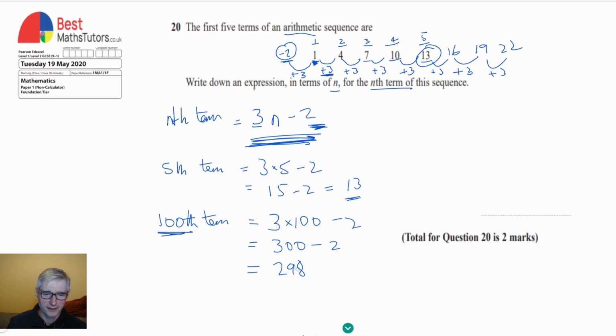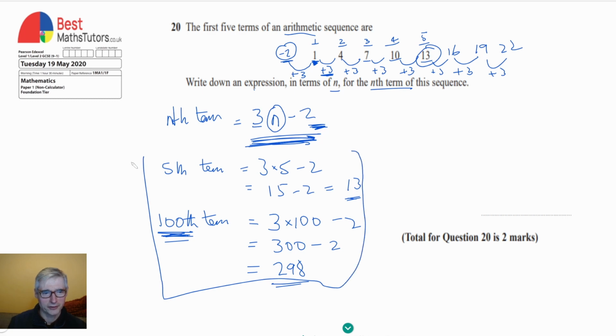So if I had been asked to find that 100th term, which does occur sometimes in GCSE questions, then I'd just put 100 into the value of n in the formula. And as I say, I've just done this extra bit to explain how this nth term works. All you need to do to answer this question is do this line here: nth term equals 3n minus 2.